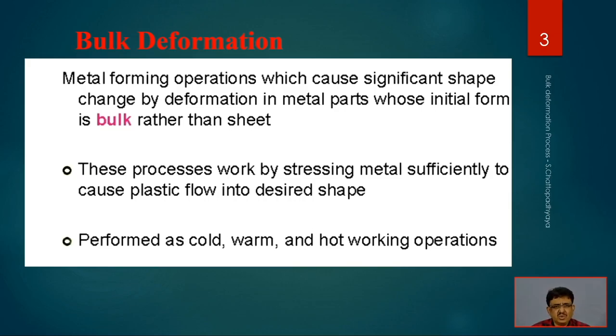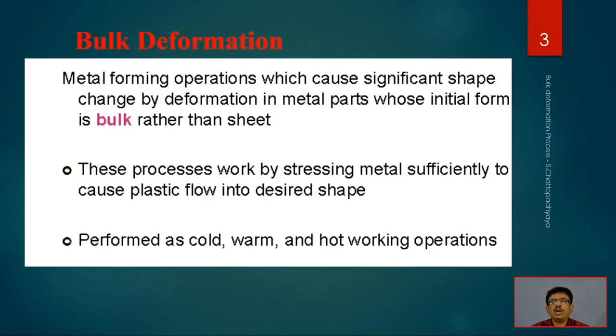It is performed as cold, warm and hot, three classifications, but the major classification is hot and cold. Hot is beyond the recrystallization temperature, cold is near about room temperature, and in between, in some narrow zone, is called warm working. This is why we say strike the iron while it is hot. If it is hot, then less strength and less stress is required in order to deform all those things.